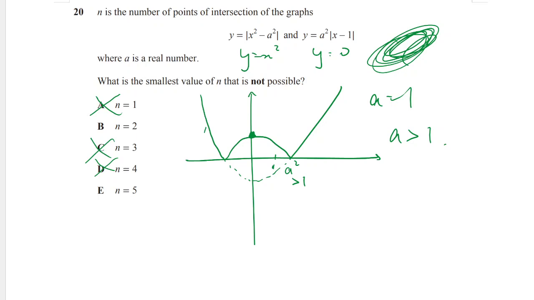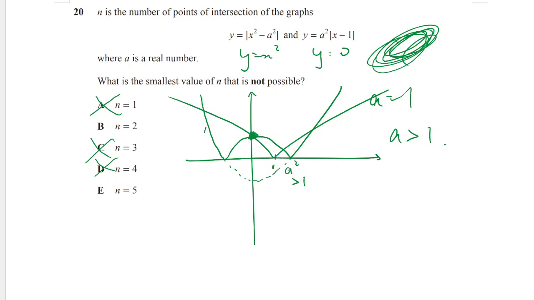My V, remember, has to pass through the point here. The y-intercept is always the same. Then I would have something like this. That's a really poor drawing, but you get the idea. So it should be a reflection like this. So again, I have 4 solutions. I hit 4 times if you count. So again, n equals 4 is possible.